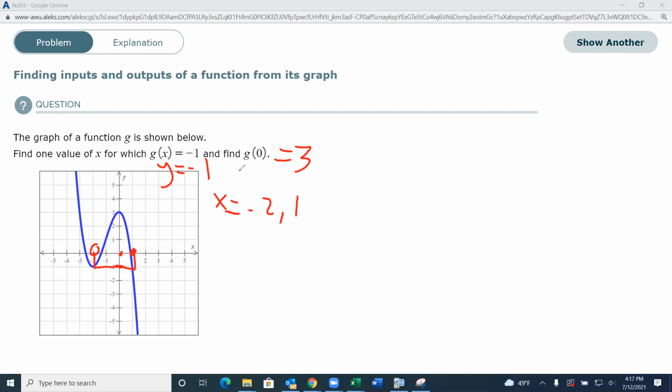So right here, they're saying, here's the y value of -1, go find the x. Over here, they're saying, here's the x value of 0, go find the y. You need to get familiar with this notation, be able to read it. That will make life easier in algebra.